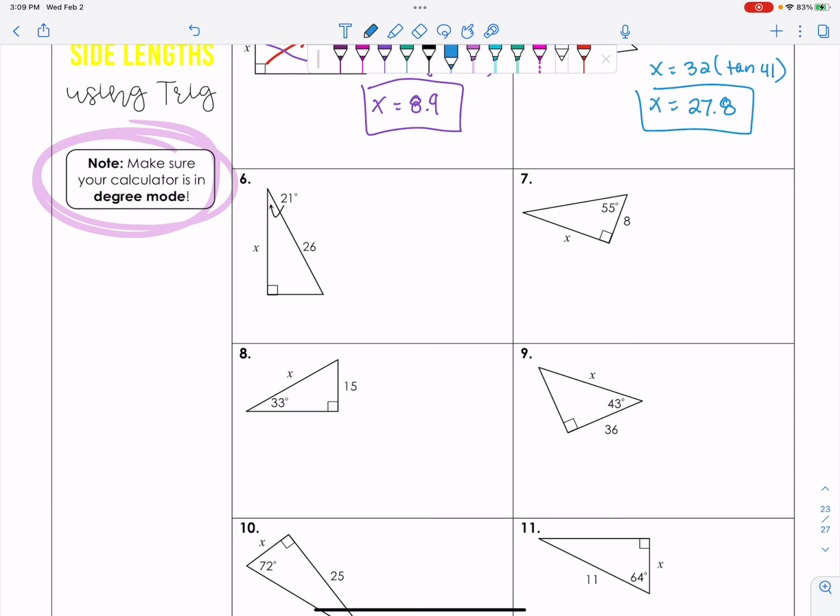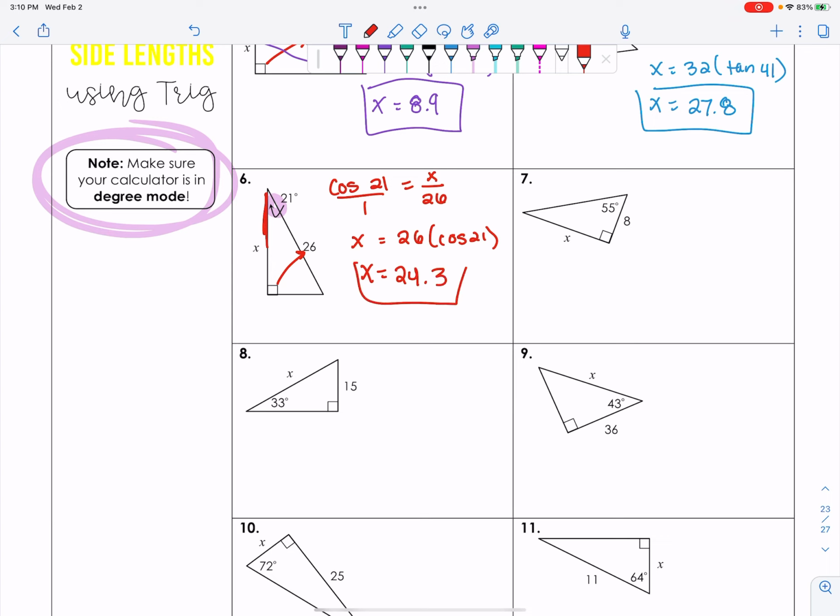Number 6, my reference angle is right here at 21 degrees. I'm being given my hypotenuse. I need to find adjacent. That means I'm using cosine. Cosine of 21 is going to equal adjacent, which is x, over hypotenuse 26. Once again, we cross multiply. x is equal to 26 times the cosine of 21, which means x is equal to 24.3.